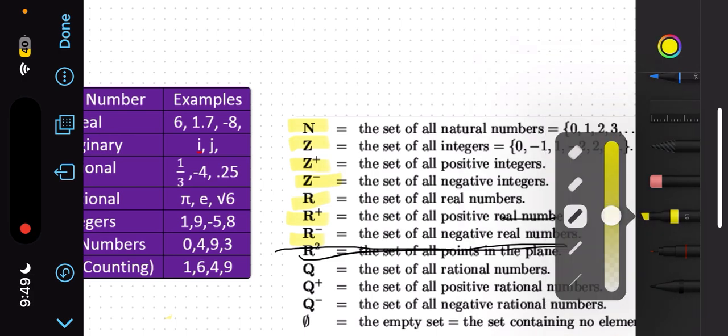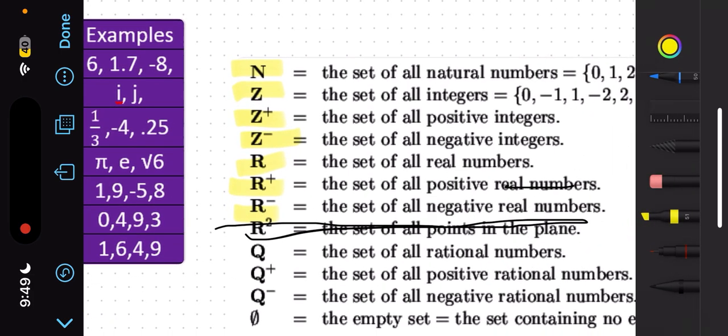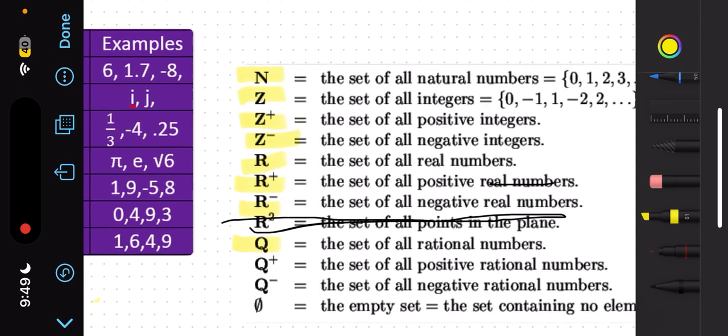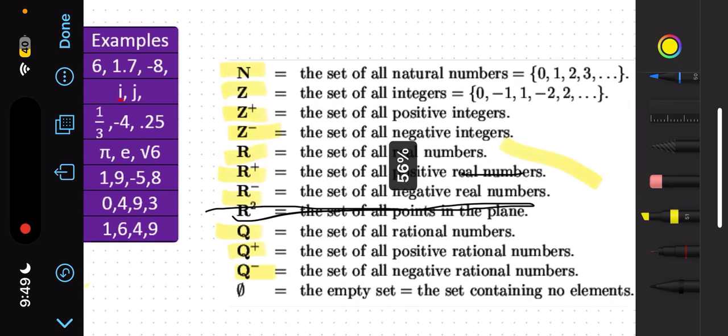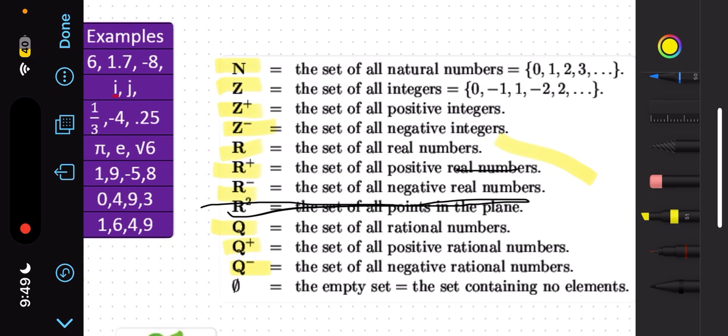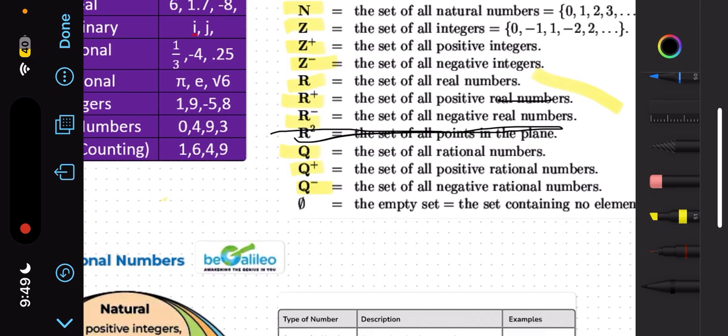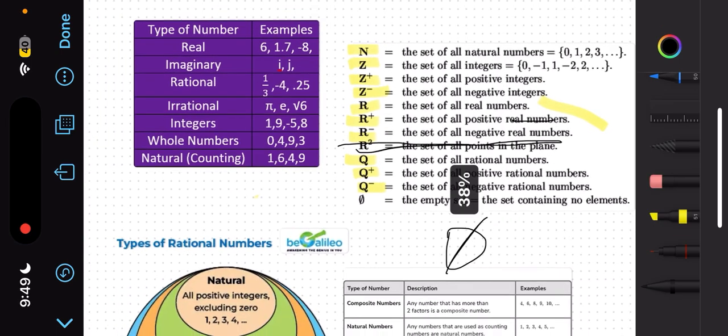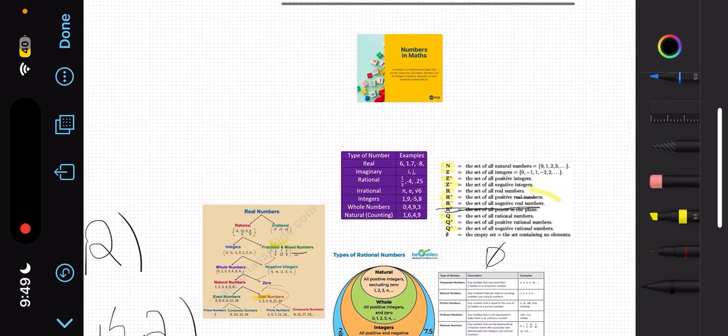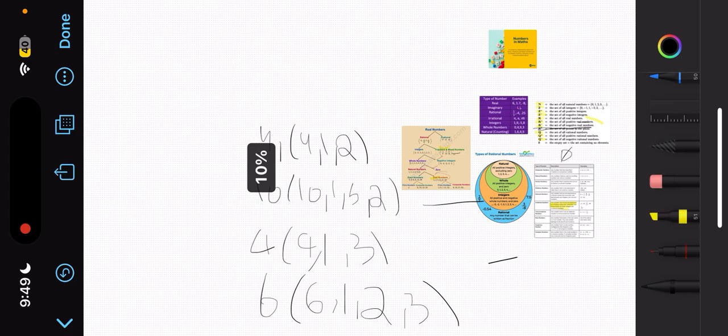The whole set of rational numbers is known as Q. The whole set of positive rational numbers is known as Q plus. The whole set of negative rational numbers is known as Q minus. The empty set, the set containing no elements, we will write as 0 with a cut. These were the basics of types of numbers.